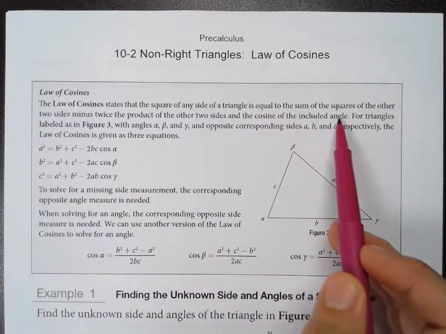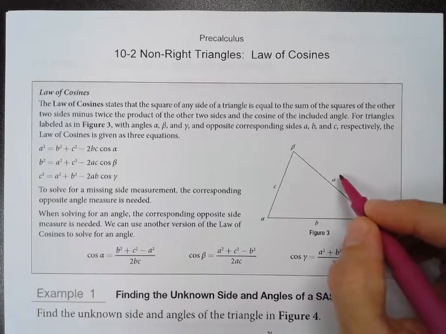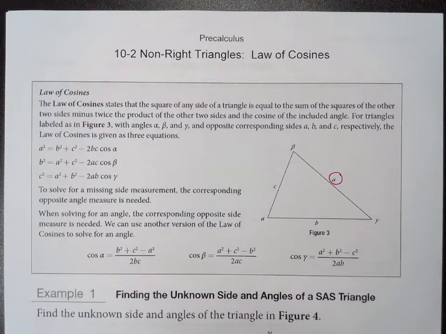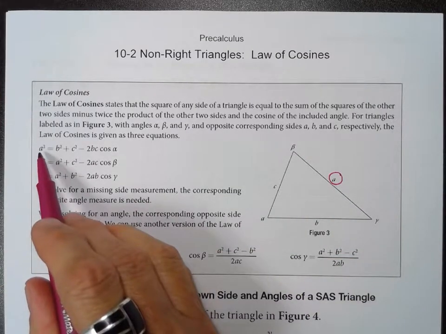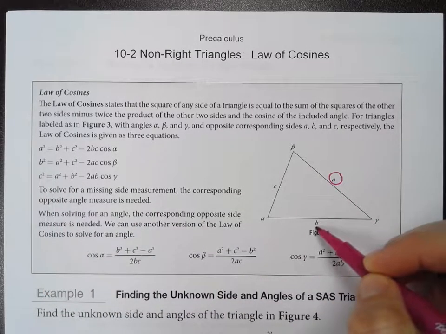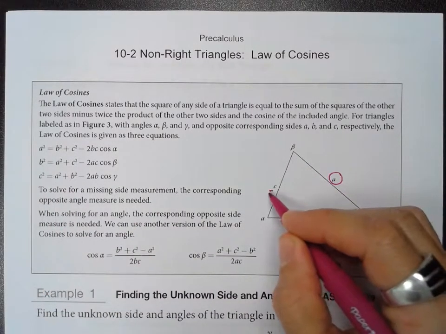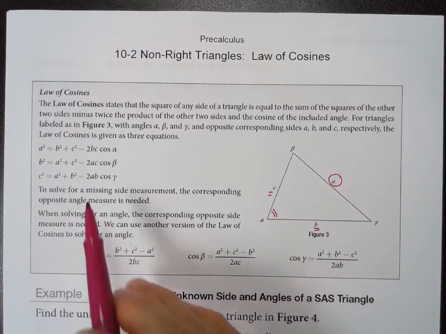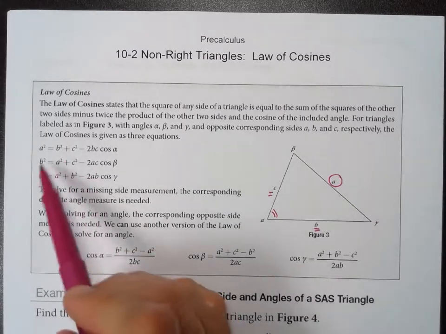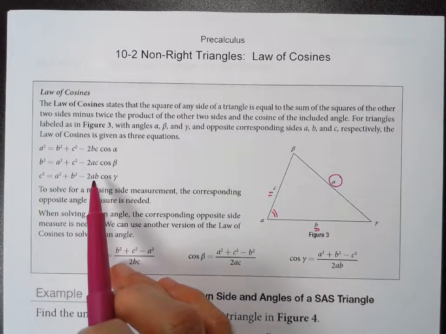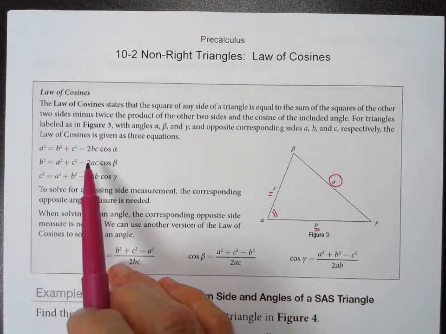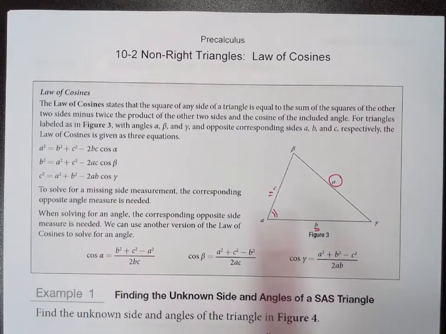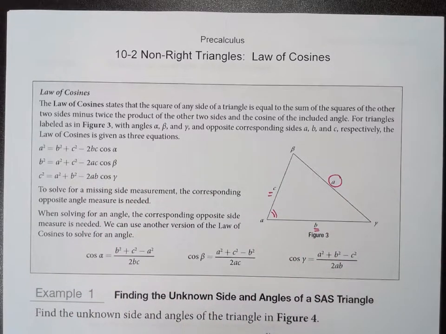In other words, if you're looking for this side, a squared, you need to know this one, you need to know this one, and you need to know the angle between them. That's pretty much what this formula is telling you. And each of these formulas work the same way. So you could really just remember the format, and then you don't even have to remember the formula. Well, let's see how this works.